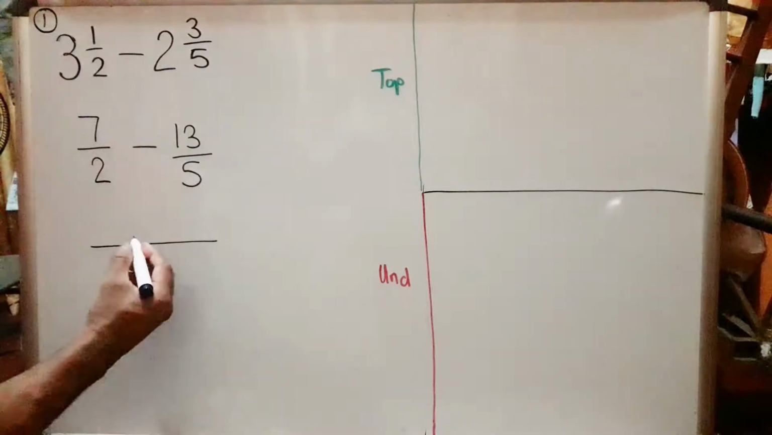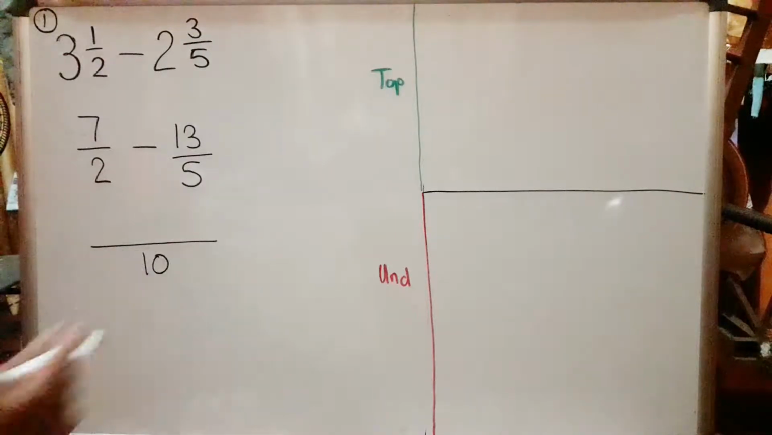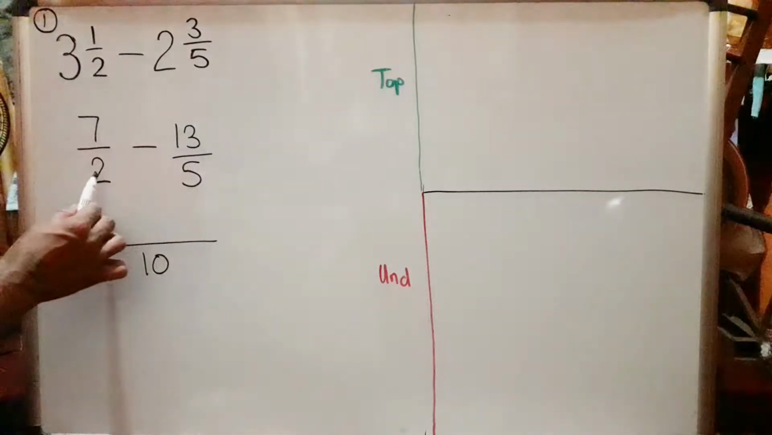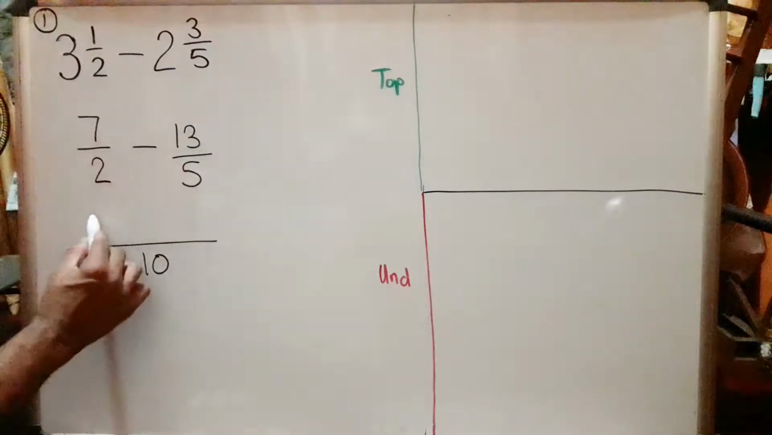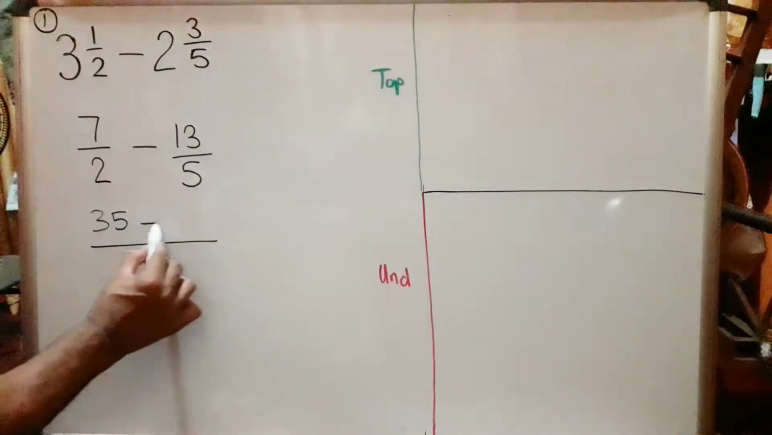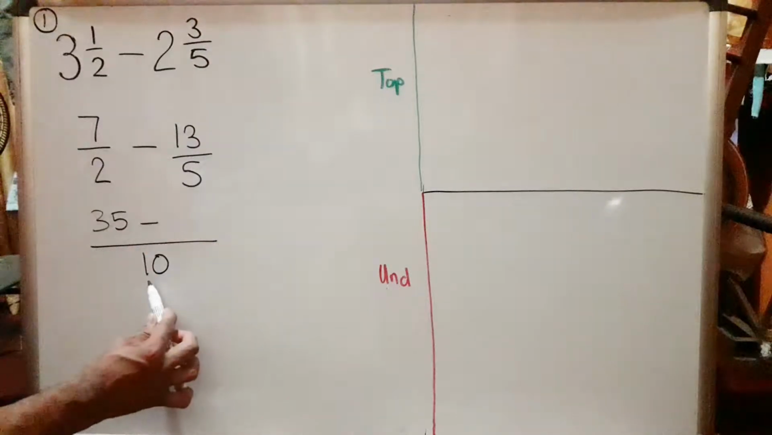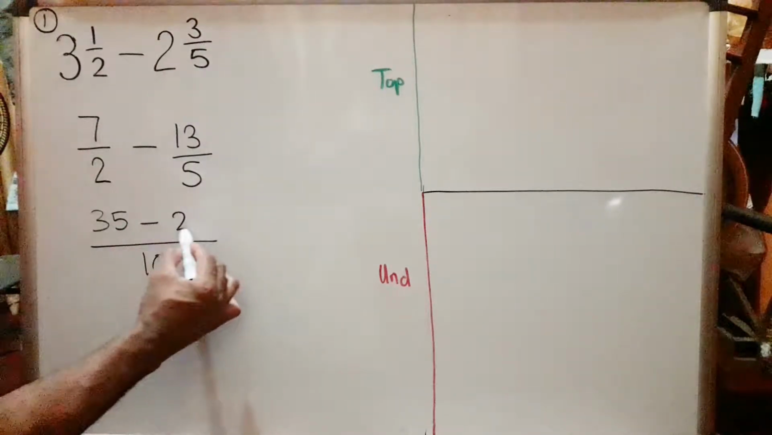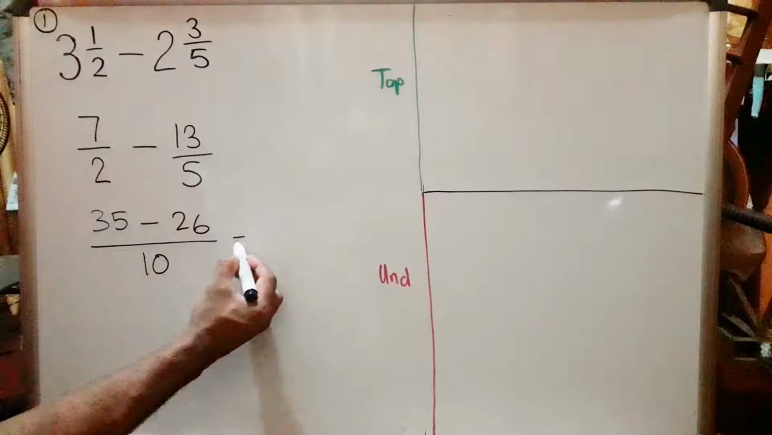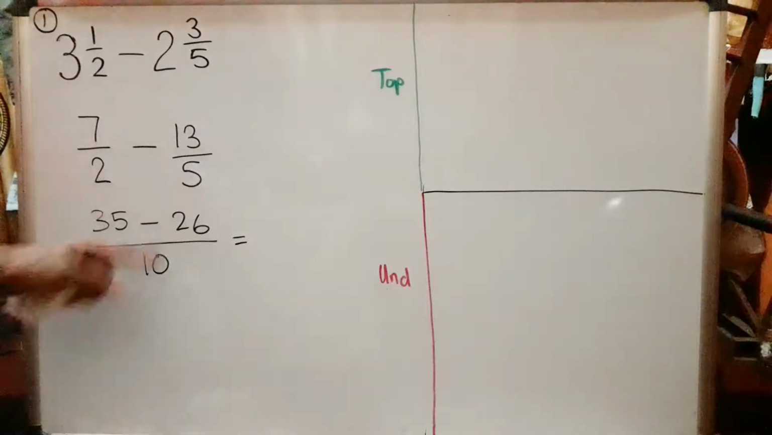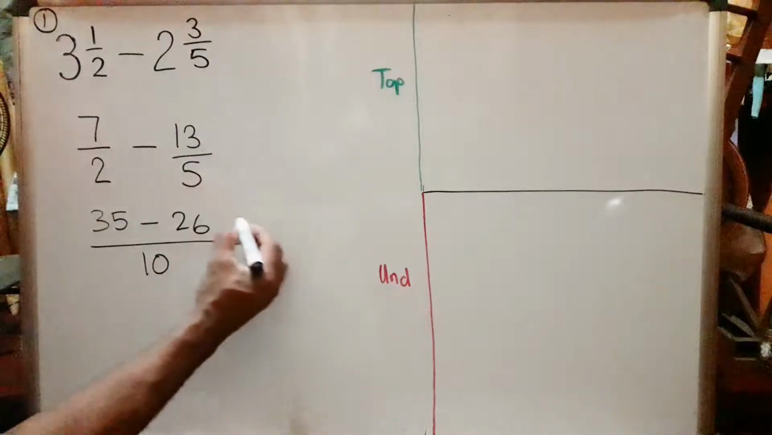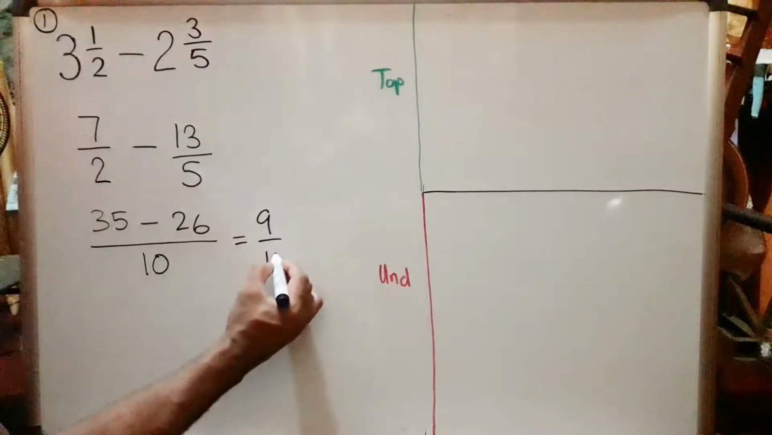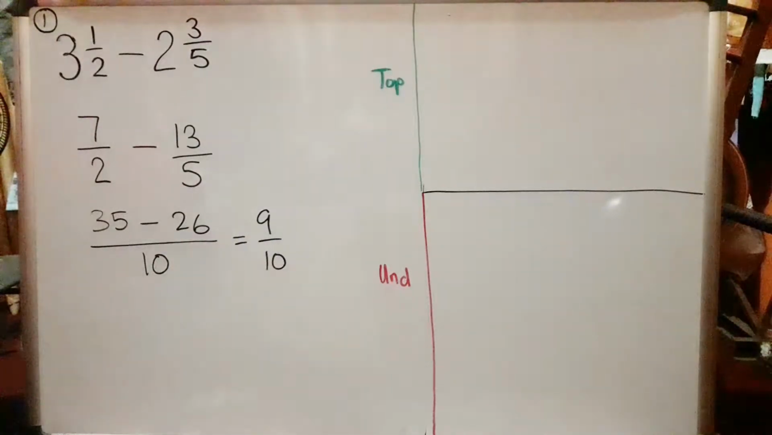So 2 and 5, the LCM is obviously 10. So 2 into 10 is 5. 5 by 7 is 35. 5 into 10 is 2. 2 by 13 is 26. And what we do here, well, we're required to minus the top. So 35 minus 26 will give us 9, and our denominator is 10. So that's our final answer for this question.